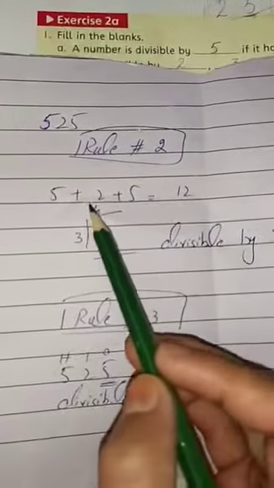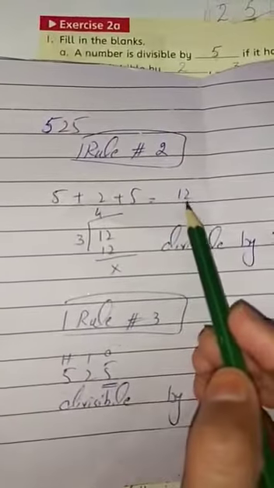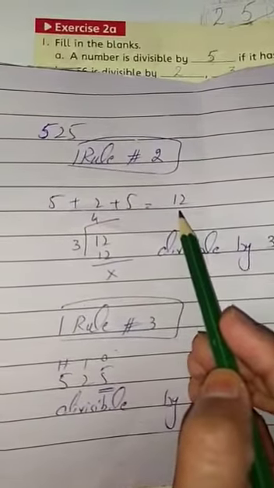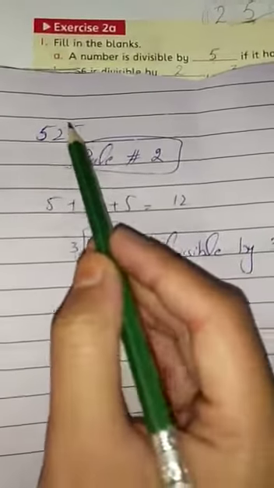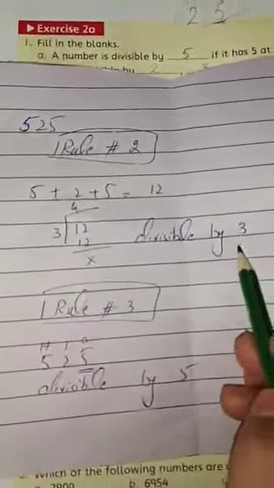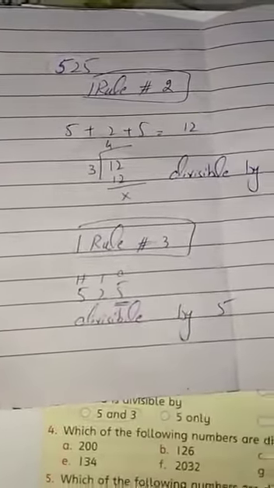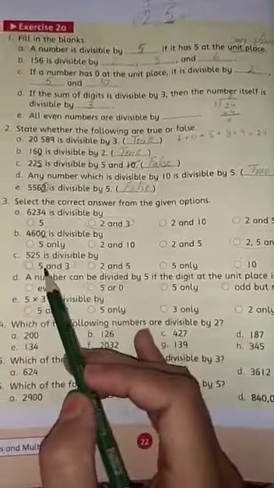Rule number 2, add up these digits. 5 plus 2 plus 5 is equal to 12. The sum of these digits is divisible by 3. If the sum of these digits is divisible by 3, then the original number 525 is also divisible by 3. According to rule number 3, if the digit at the unit place is 5, then it is also divisible by 5. So the correct option is 5 and 3.